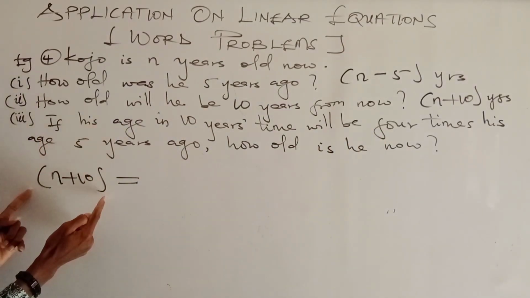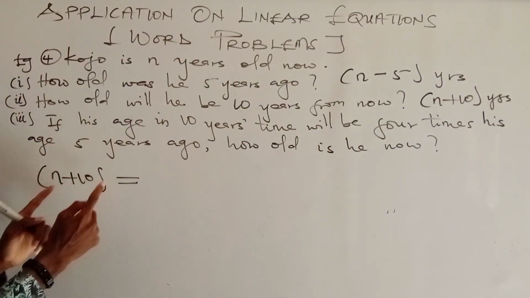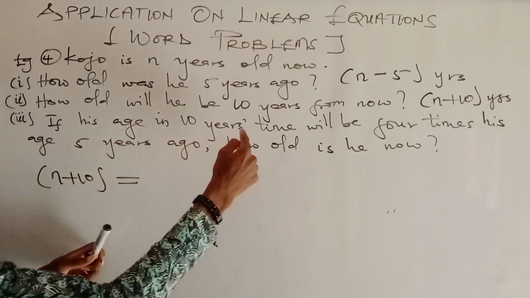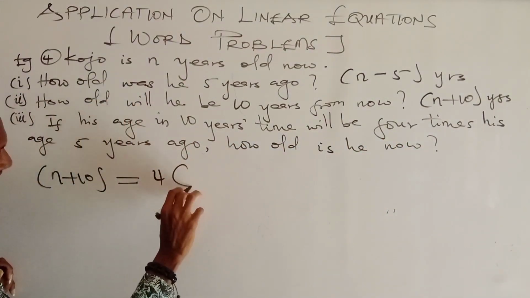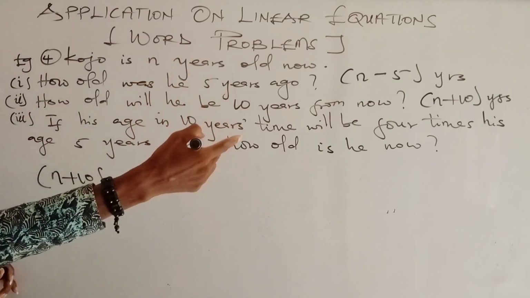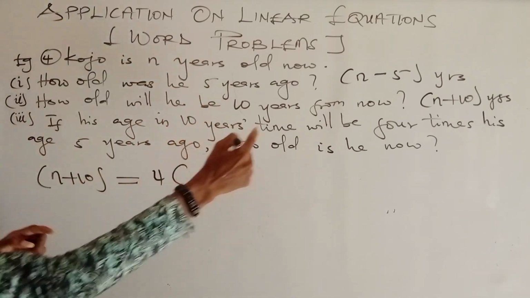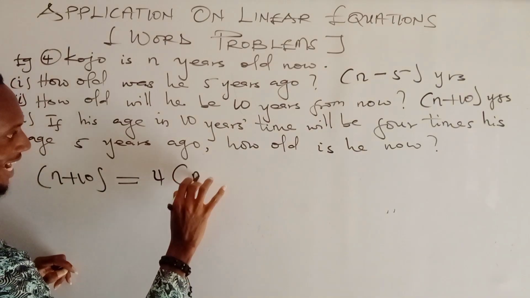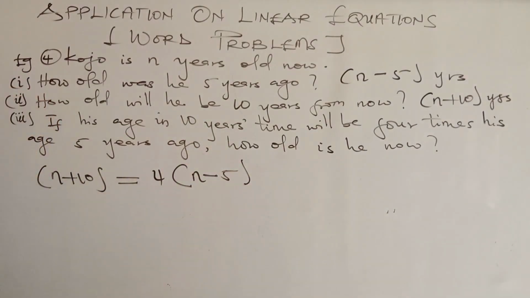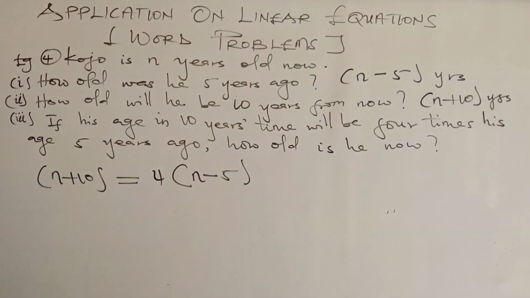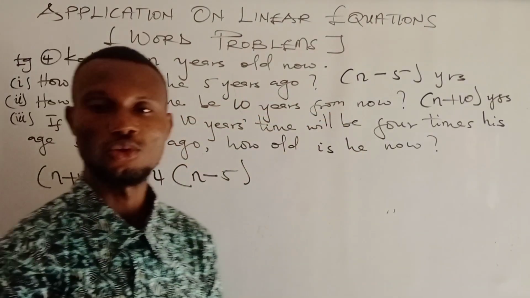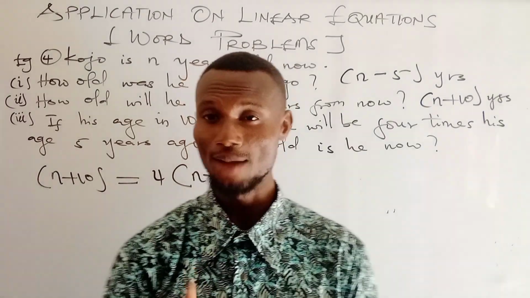So this is age in 10 years time. Will be means equal to 4 times. So it's 4 times his age 5 years ago, his age 5 years ago is n minus 5. Okay, it says, how old is he now? Okay, I hope you understand and you agree with me up to this point.